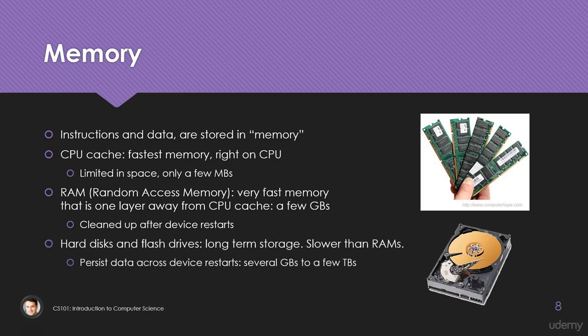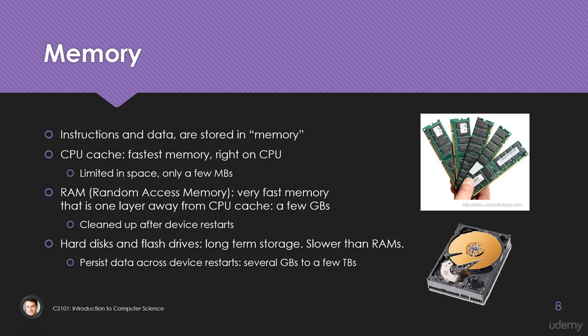There's also hard disks and flash drives. These are long-term storage. These are slower than RAM, random access memory. But the good thing about these is that they persist data across device restarts. These are typically in the orders of several gigabytes to maybe even a few terabytes. You see hard disks these days that are greater than 1 terabyte in storage space. And typically this is where your files are stored.